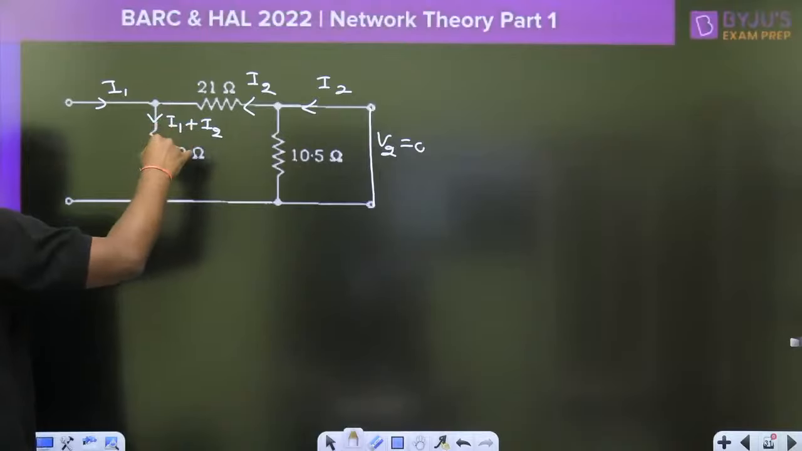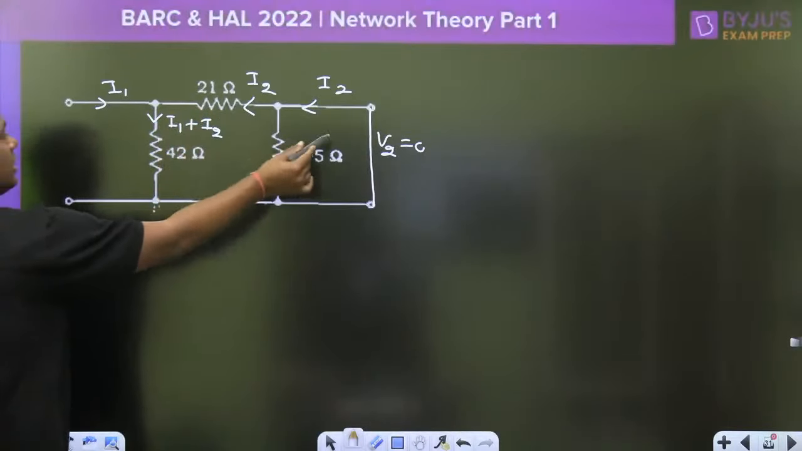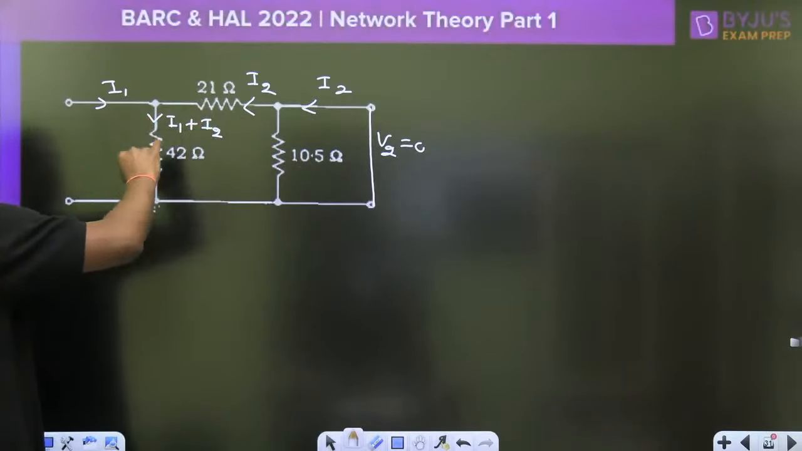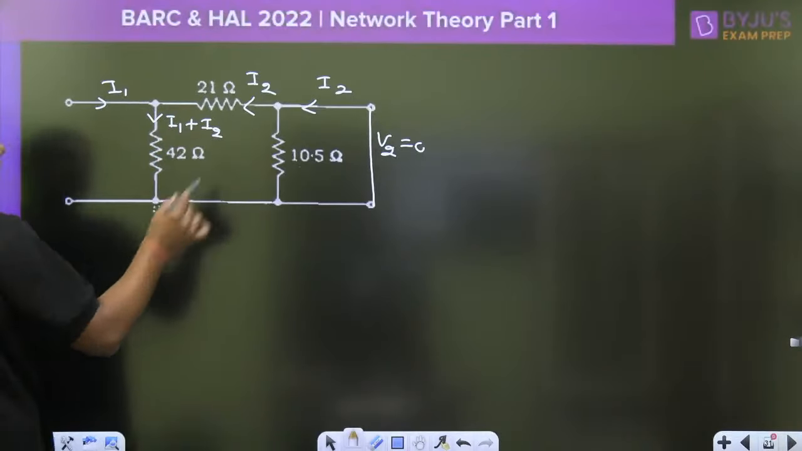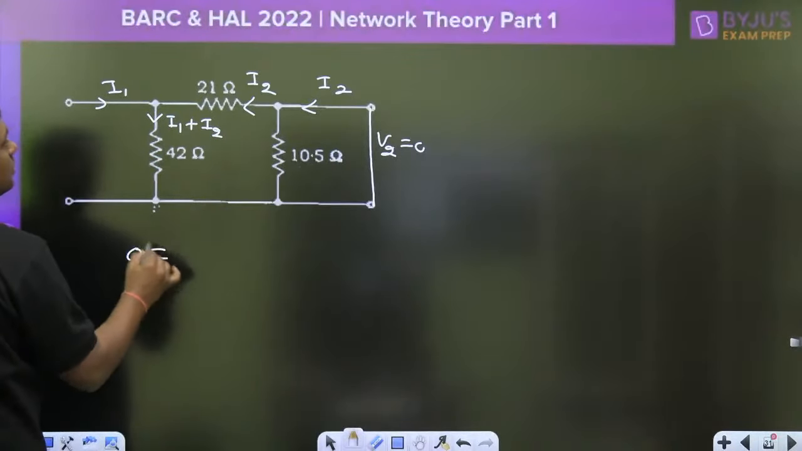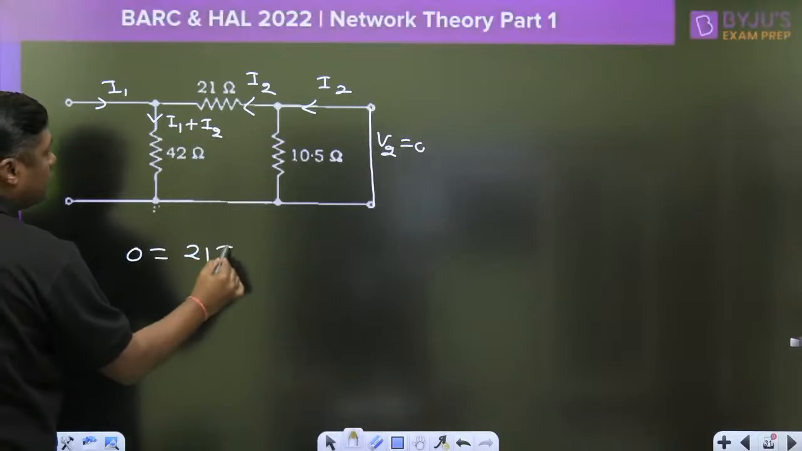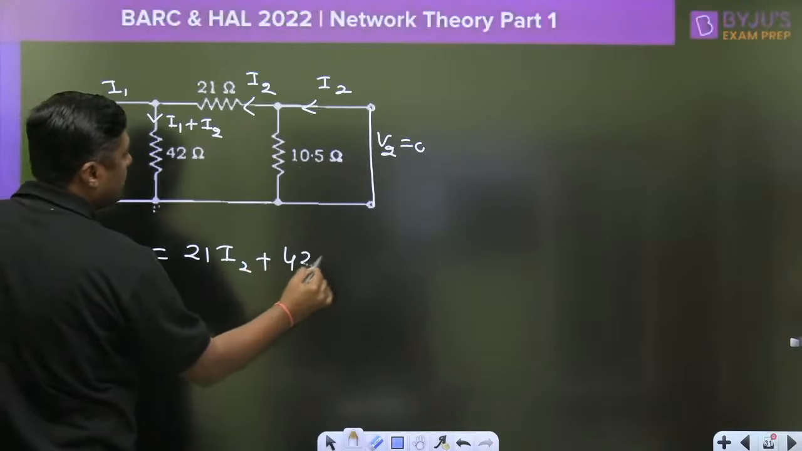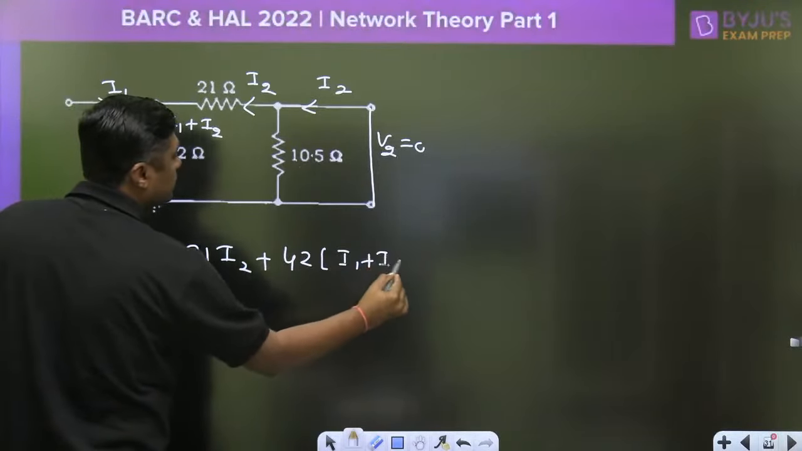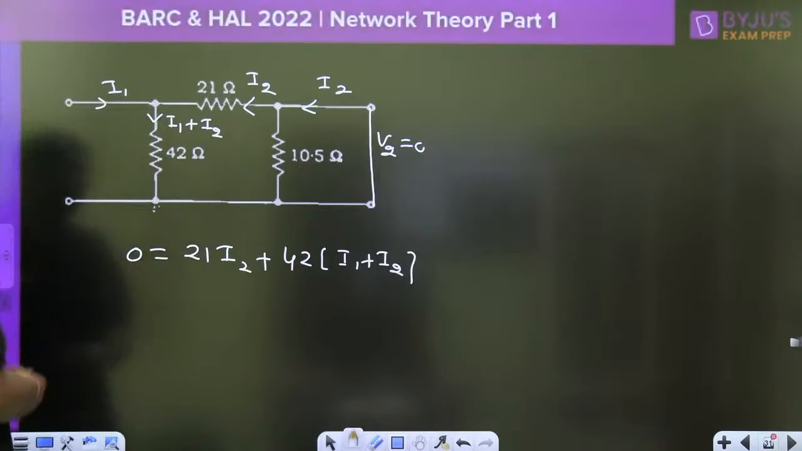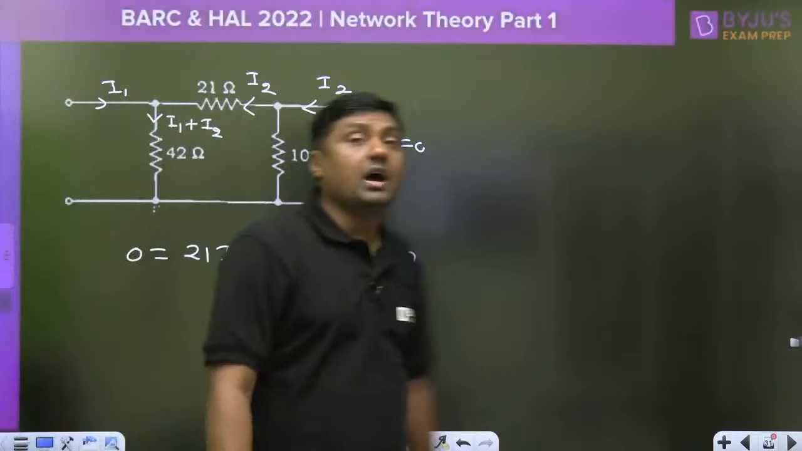Right? Write down the equation. Directly you can write down the equation and you will get the relation between I1 and I2. That is the one KVL. 0 is equal to 21 times of I2 plus 40 times of I1 plus I2. From this you will get the relation between I1 and I2.